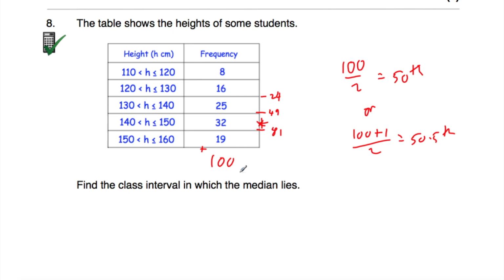So the class interval that contains the median is where the height of the student is bigger than 140, but less than or equal to 150. That's the median class interval. And that's it. Okay, let's look at our next question, question number 9.